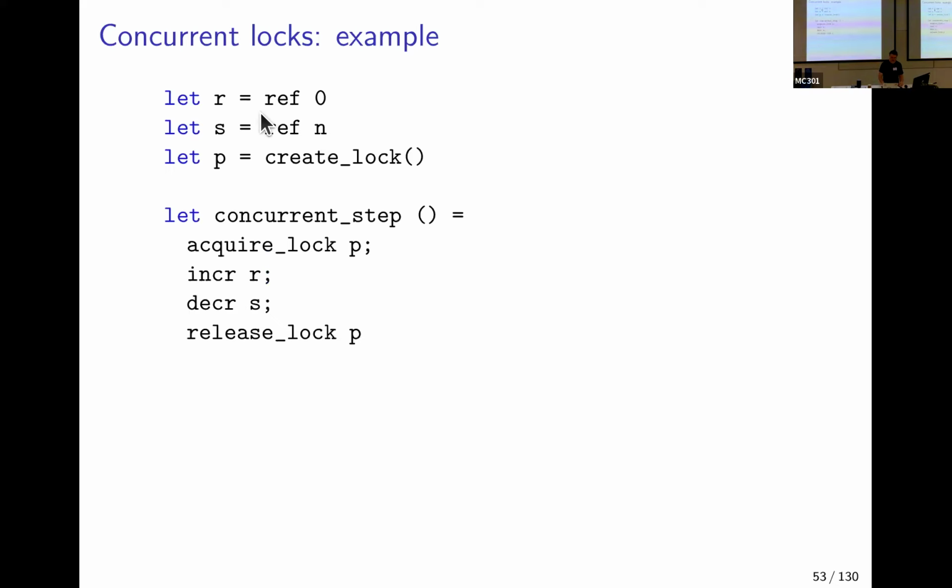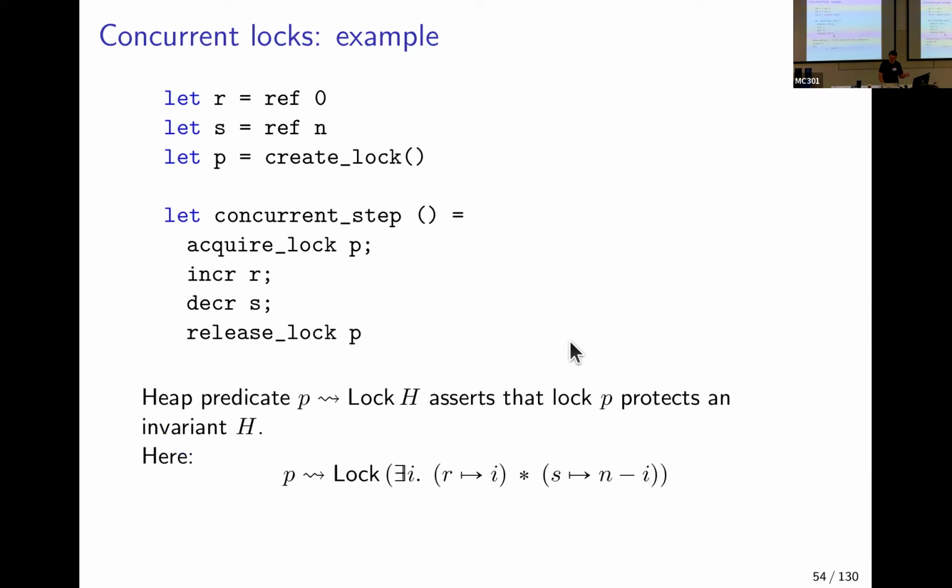Say you have this program: r is equal to ref 0, s is equal to ref of n, and you create a lock. You have this function, concurrent step, that acquires the lock, increments r, decrements s, releases the lock. You need to reason about those, because to be able to transfer memory from one thread to another, you do it through locks. And so the resources need to be related to the locks, basically.